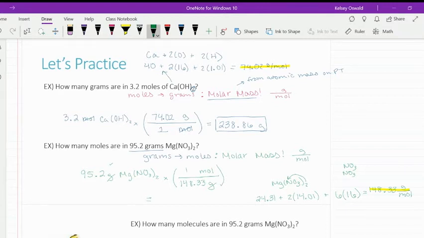Here, since that 148.33 is on the bottom, we're going to divide by that molar mass. And when we do that, we should find we only have 0.642 moles. Okay. And this makes sense because 95.2 grams is less than the mass of 1 mole, that 148. So we should get less than 1 mole here.